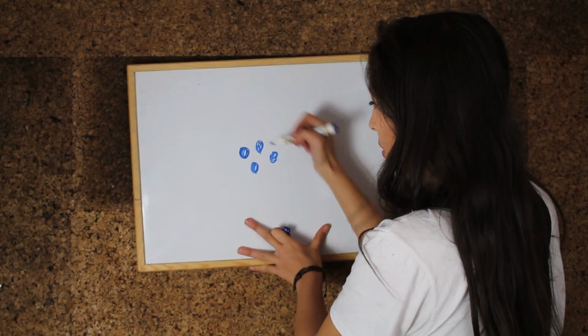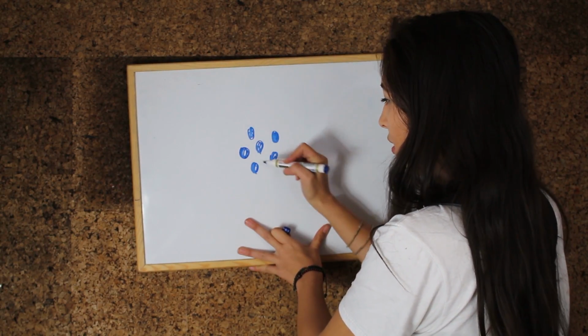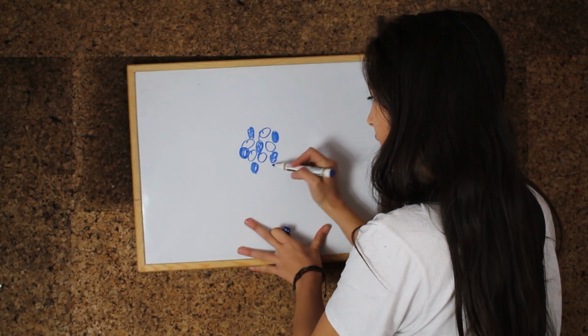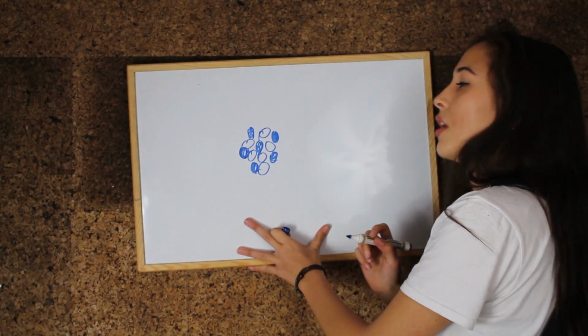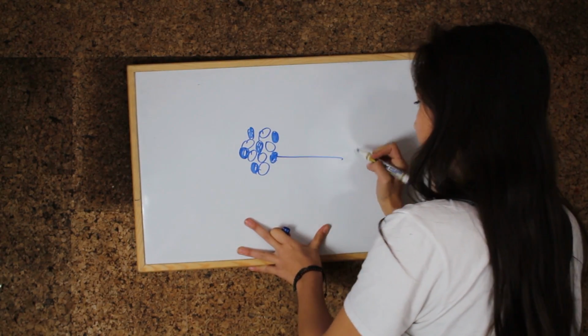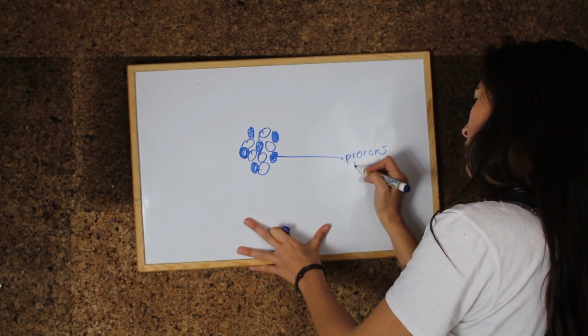so these are protons. 1, 2, 3, 4, 5, 6. This happens to be for carbon. 2, 3, 4, 5, 6. So carbon has 6 protons. So protons have a positive charge.